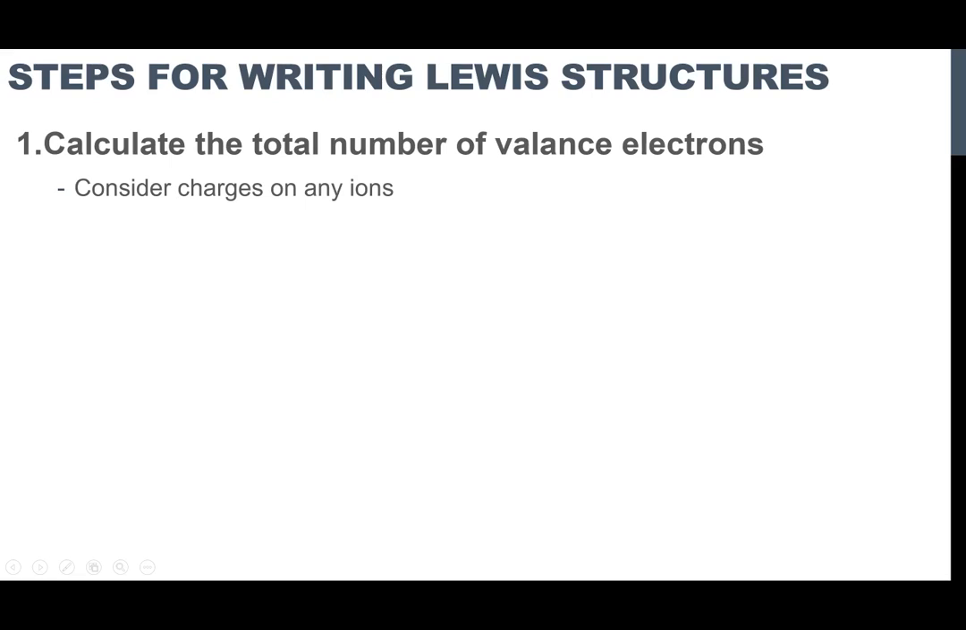One of the biggest mistakes that students make is they try to say, oh, nitrogen brought 5 valence electrons, it must make 3 bonds. Well, that works for very simple structures, but as things get more complex, that completely crumbles and falls apart. So when you calculate the total number of valence electrons, picture it like this.